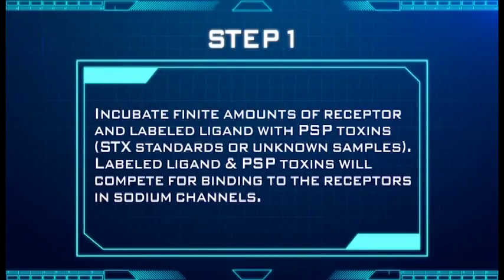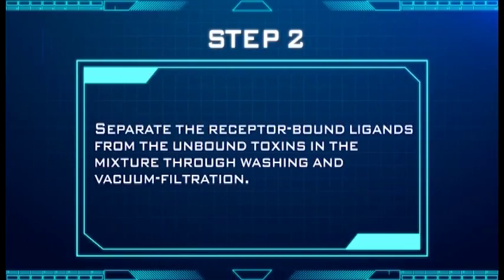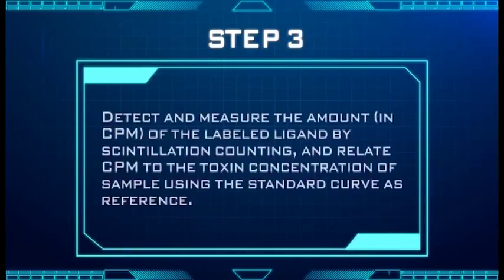Labeled ligand and PSP toxins will compete for binding to the receptors in sodium channels. Step 2. Separate the receptor-bound ligands from the unbound toxins in the mixture through washing and vacuum filtration. Step 3. Detect and measure the amount, in units of counts per minute, or CPM, of the labeled ligand by scintillation counting, and relate the total counts to the toxin concentration of the sample using the standard curve as reference.